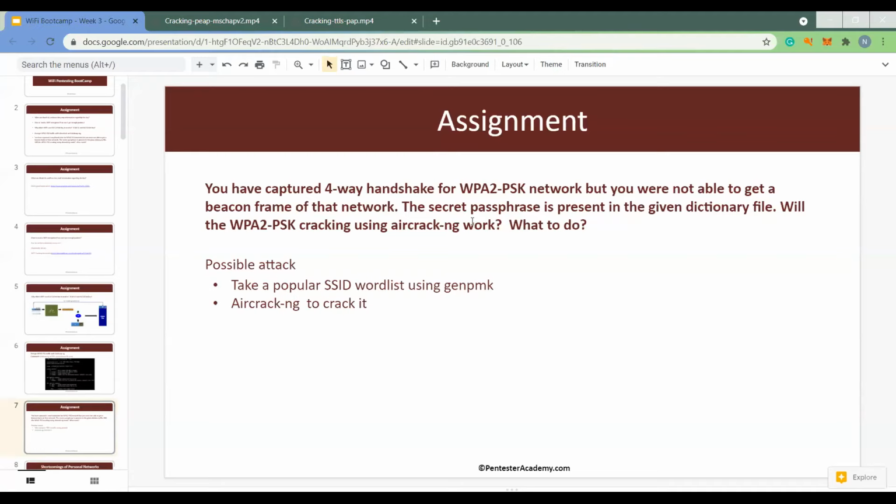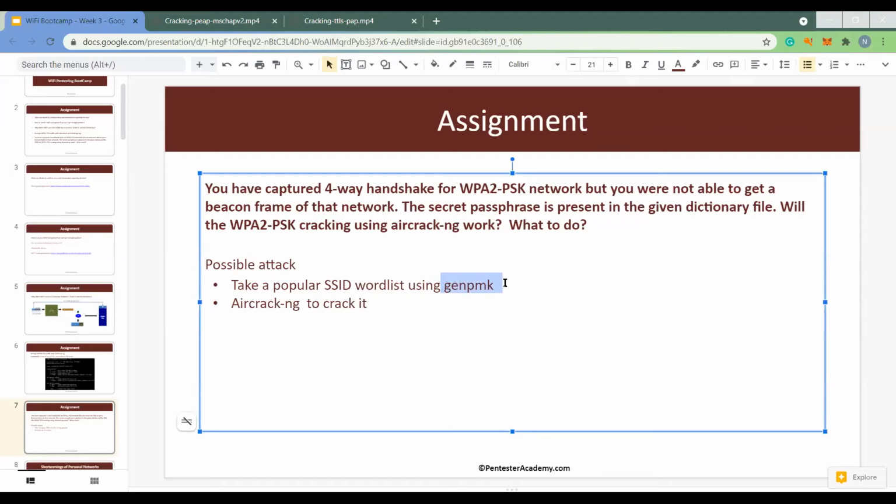So what you can do in this case is take a popular SSID word list, and then generate the PMK list using genPMK, because you have the list of passwords with you, right? So you take a list of SSIDs also, and generate the corresponding PMK list, and you pass this PMK list to aircrack-ng. Now aircrack-ng will be able to use this PMK list to generate the PTK, and then the PTK can be divided into smaller parts, and a portion of the PTK can be used to verify the packet, right? Verify the MIC, and then you will know that it is the correct answer for this specific SSID.